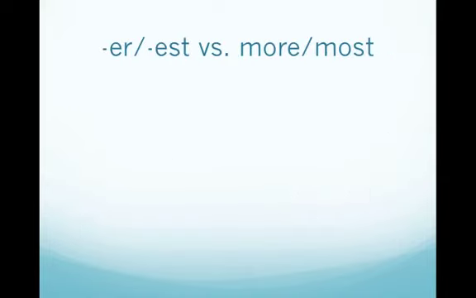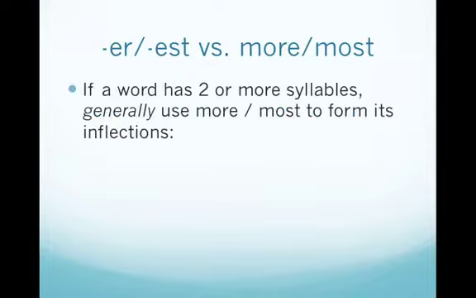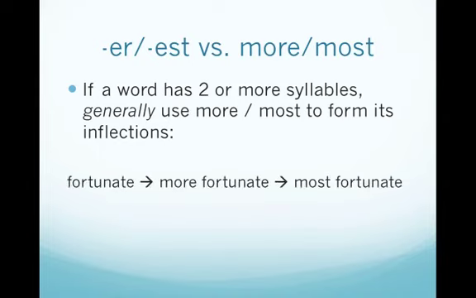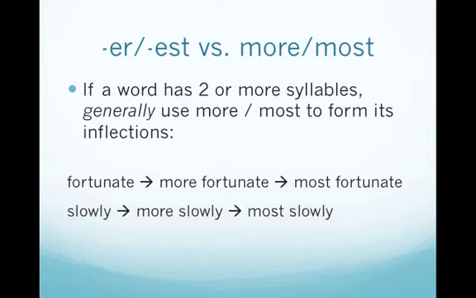When do you use the er or est endings versus more or most? This is incredibly tricky. Again, it's often simply a matter of common usage. Generally, if a word has two or more syllables, use more or most to form its inflections. So I would not say fortunater, fortunatest. I would say more fortunate, most fortunate. Slowly. I don't say someone is moving slowlier or slowliest. They're moving more slowly, and then you've got the one who's moving the most slowly.